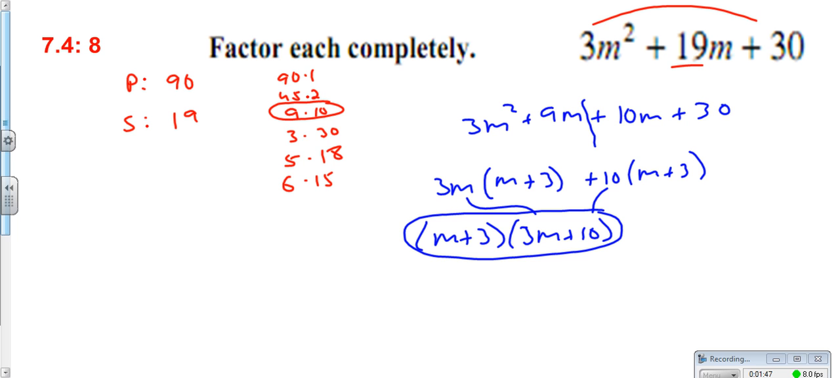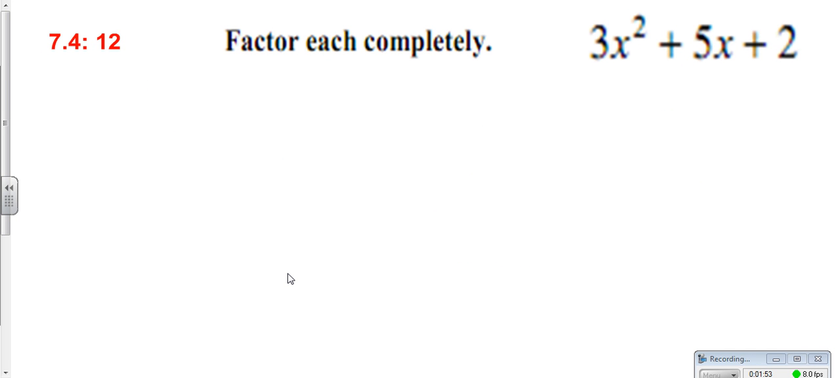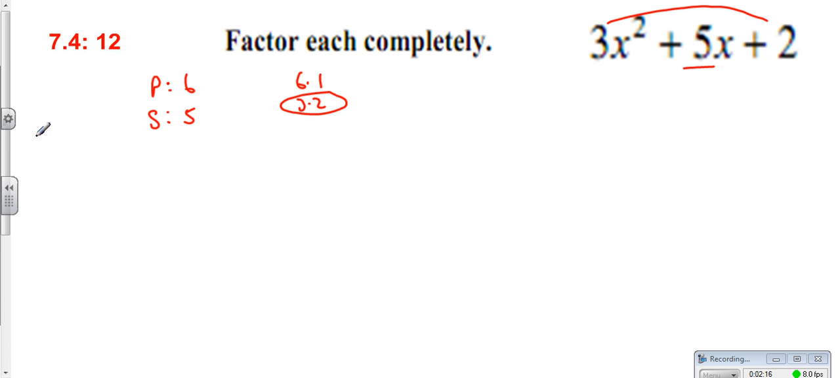Going to the next one. Same situation, we're looking for something that has a product of 6 and a sum of 5. So we have 6 times 1 and we have 3 times 2. 6 times 1 adds up to 7. 3 and 2 work. So we'll rewrite this as 3x squared plus 3x plus 2x plus 2.